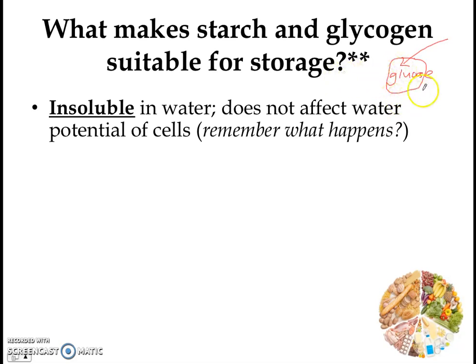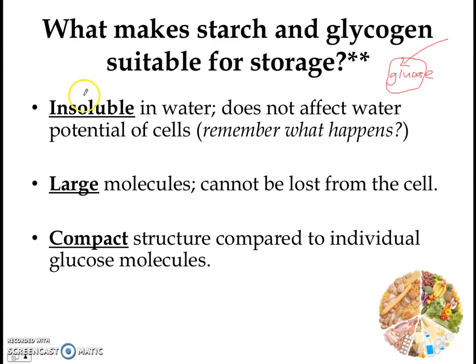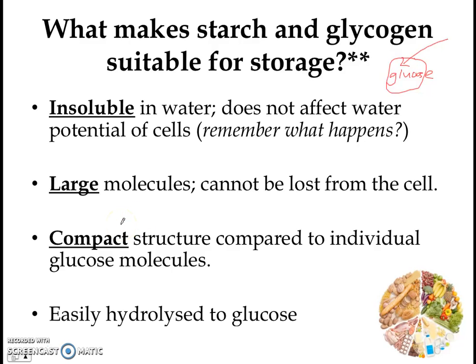Well, if you accumulate starch and glycogen in a cell, that wouldn't happen because they cannot dissolve in water. So the water potential is not affected. Well, secondly, starch and glycogen are very large, so they cannot move out of the cell easily. And even though they are large, they are actually more compact, so they take up less space than if we had stored energy as individual glucose molecules. And still, they can be broken down easily into glucose. So that's all.